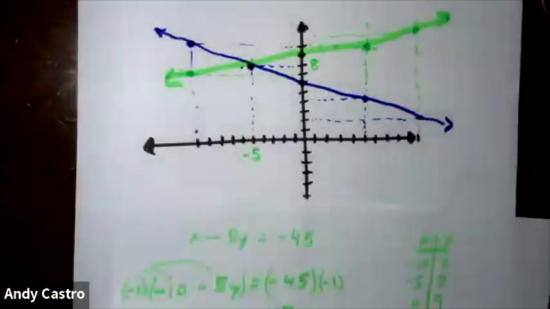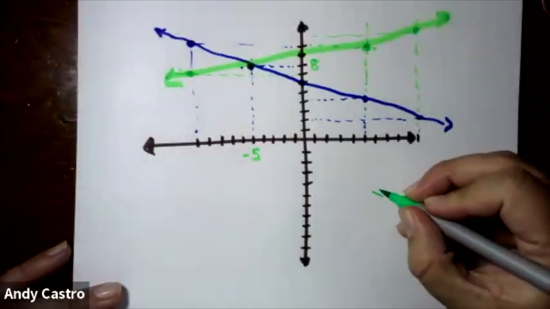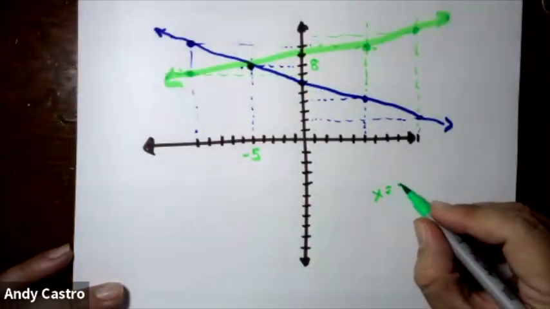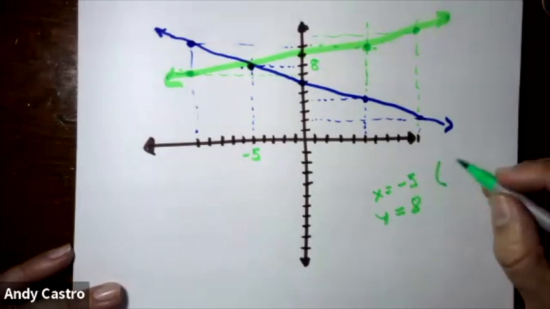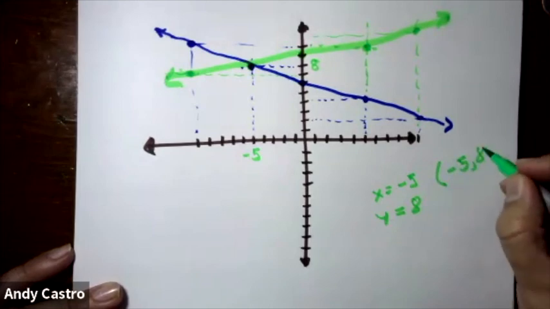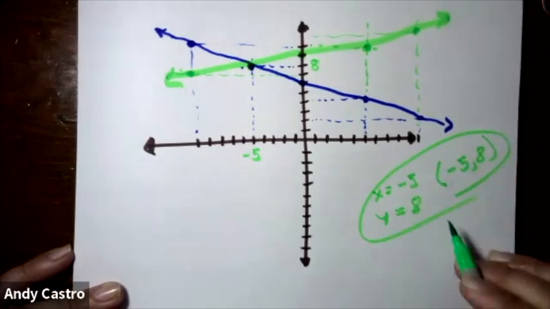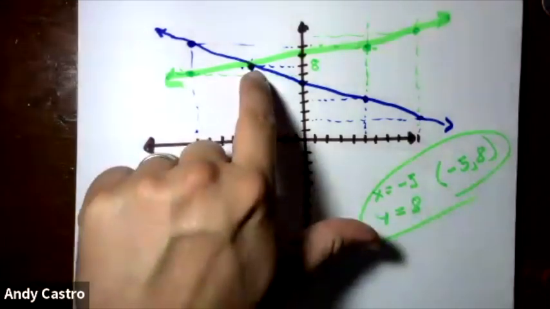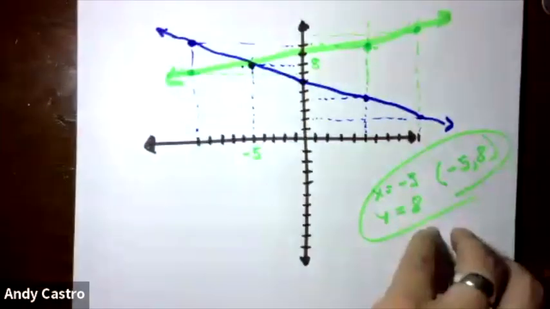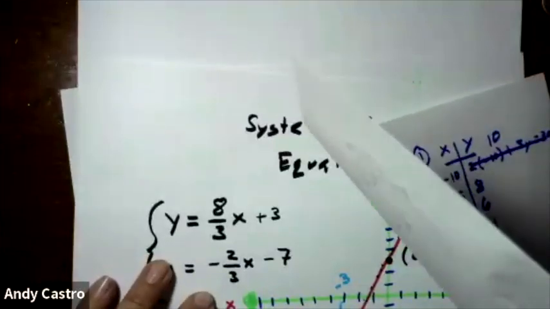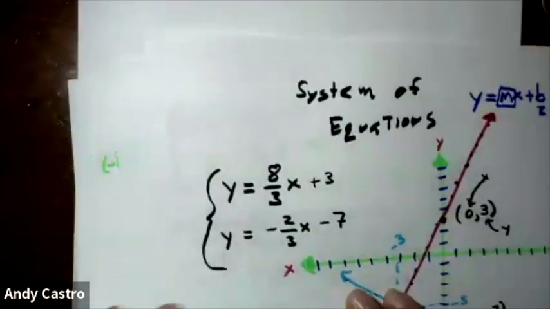So that is the answer to the system of equations. It is x is equal to negative 5, y is equal to 8, or the point negative 5 comma 8. That's graphically, we can show that right there. All right, so a couple of examples there on how to solve a system of equations by graphing.